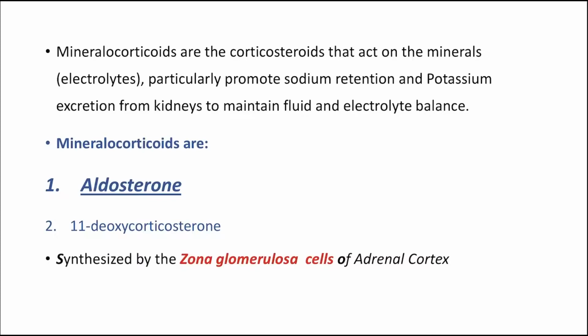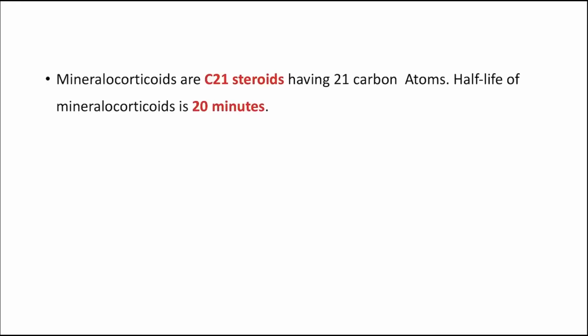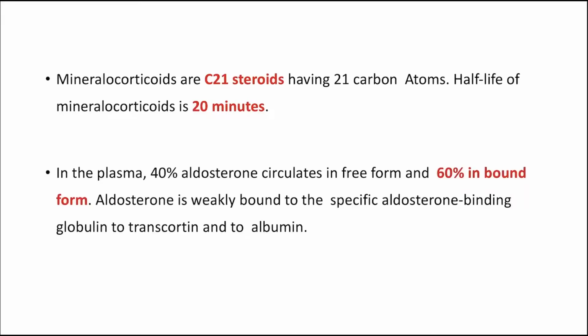Aldosterone, our mineralocorticoid, is a 21-carbon product which has a plasma half-life of around 20 minutes. In the plasma, 40% of the aldosterone circulates in the free form, whereas 60% remains in bound form. It is weakly bound to the specific aldosterone binding globulin, transcortin and albumin.